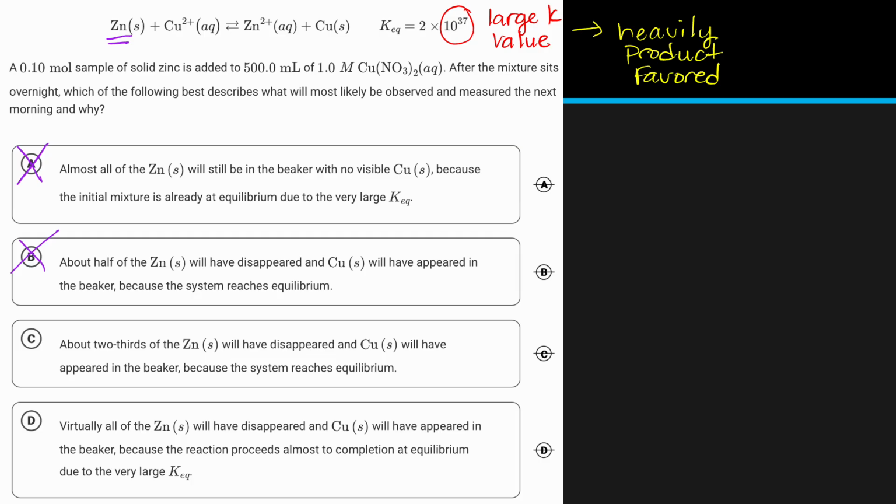Then we go to option C. It says about 2/3 of the zinc will have disappeared. Same explanation as B. And then we go to D. Virtually all of the zinc will have disappeared and copper will have appeared in the beaker because the reaction proceeds almost to completion at equilibrium due to the very large K value. And D would be our correct answer here.